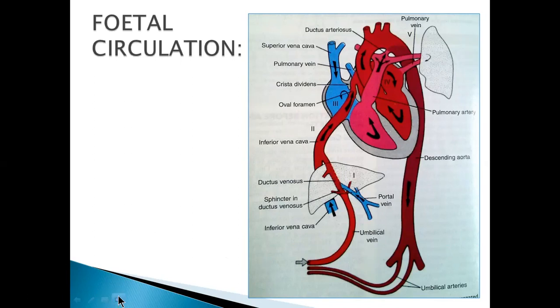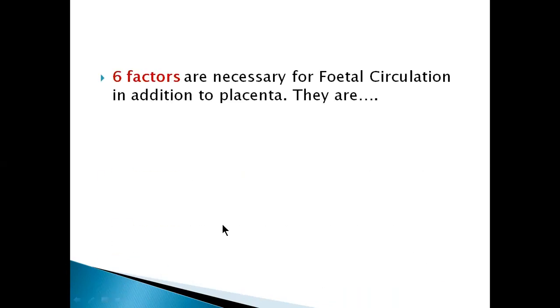Okay, so this diagram is from Langman, and it almost symbolizes the model we have. So I'm using this diagram to explain the topic. Okay, so let's see what are the important factors.